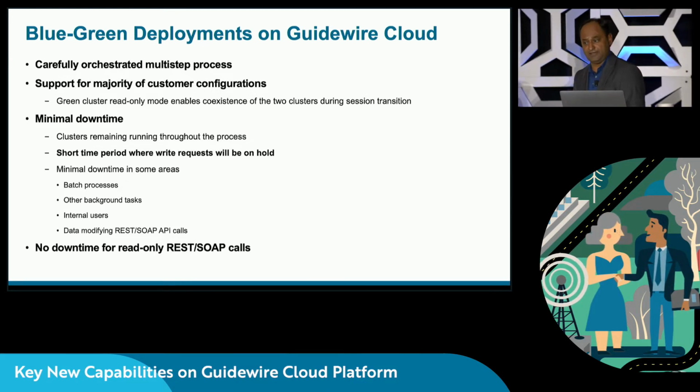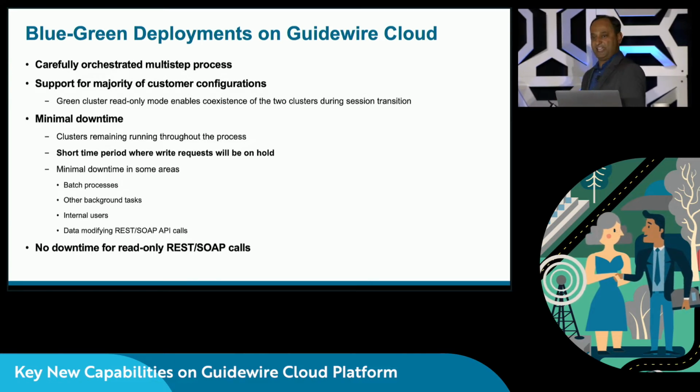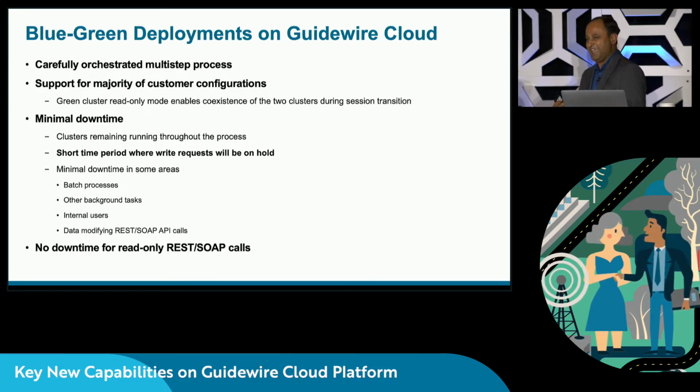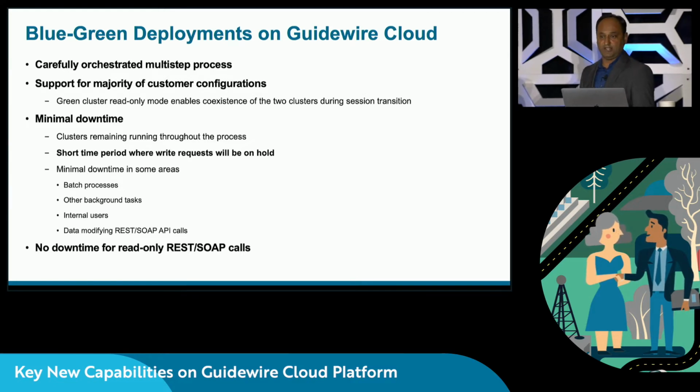There's minimal downtime where all the backend jobs, your batch processes, are shut down, and it auto starts, at least for the Guidewire Cloud. And there's zero downtime for your REST and SOAP API for read-only calls, and we put on hold the write calls for the few minutes while doing the transition.